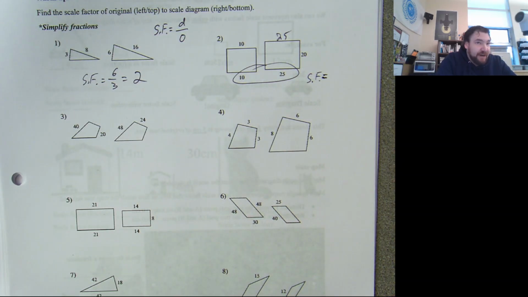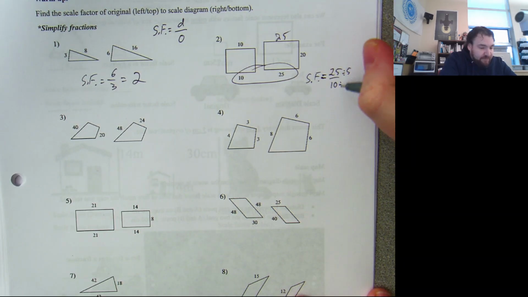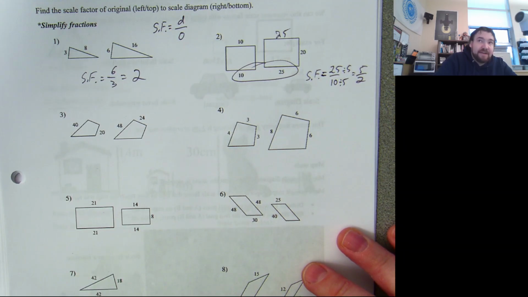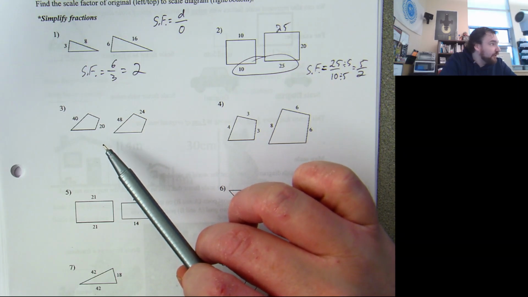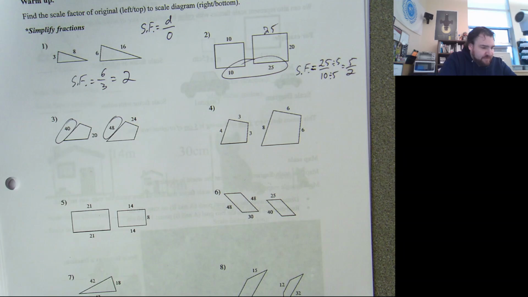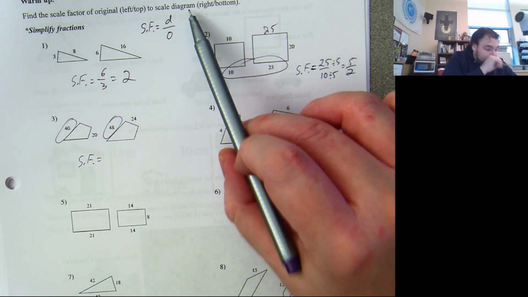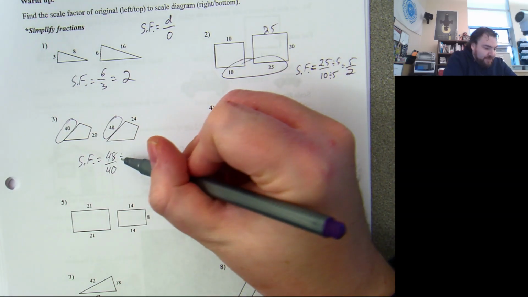Even just give me the unsimplified fraction. How'd you do that? You put 25 over 10, and then you divided both of these by 5. And you got 5 over 2. Love it. In a thing like 3, what sides do we have to use here? We have to use these left ones, that guy there and that guy there. So then we're going to have a scale factor that's going to be, and again, we always put the scale diagram on top, 48 over 40. And then both of these are divisible by what?